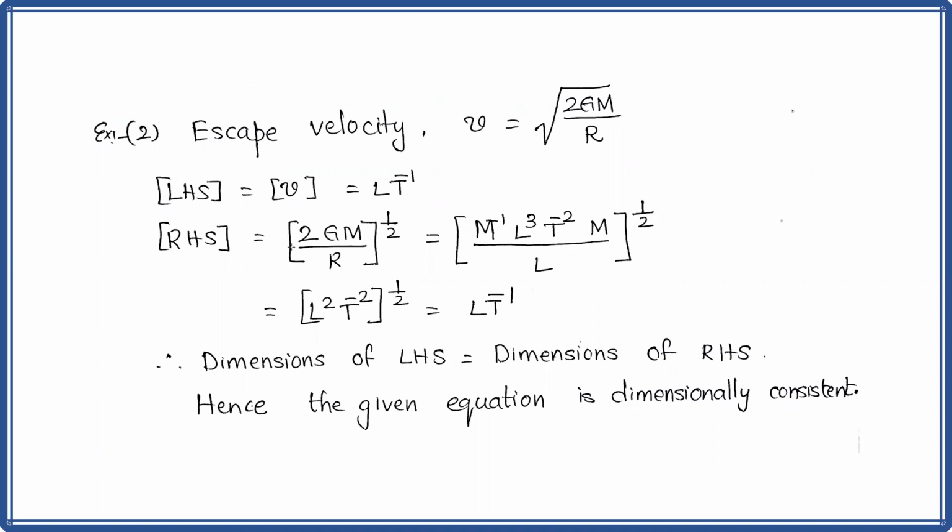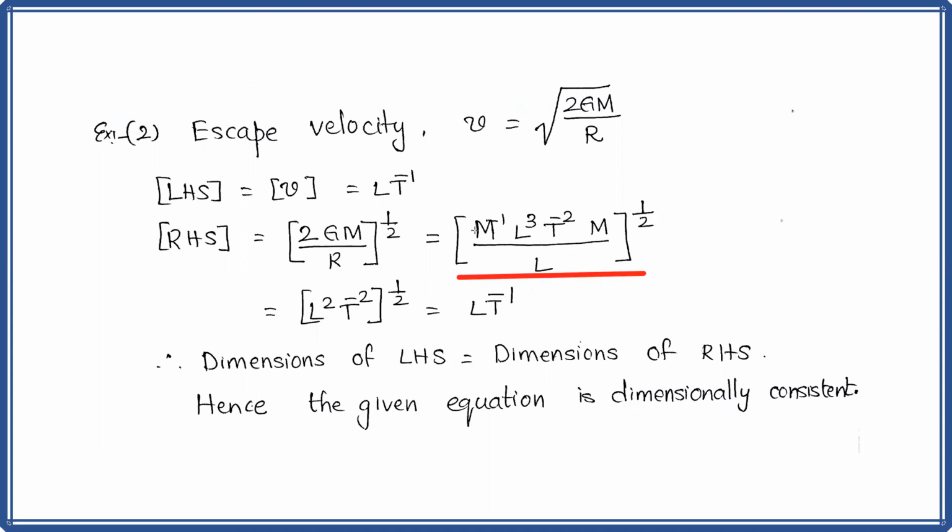Similarly, for the RHS we will take under root 2GM by R. Under root means to the power of 1 by 2. So we will take 2; 2 is a constant, and we don't have a dimensional formula for constants.